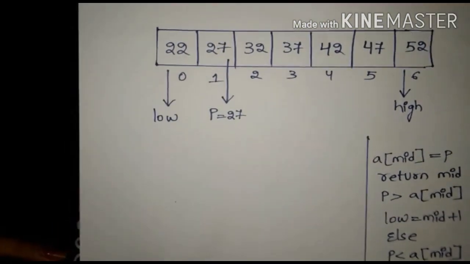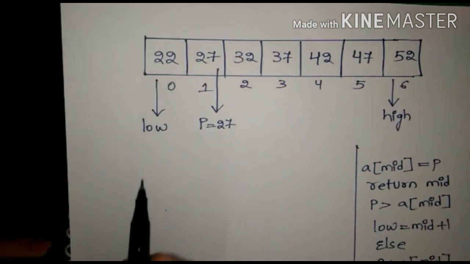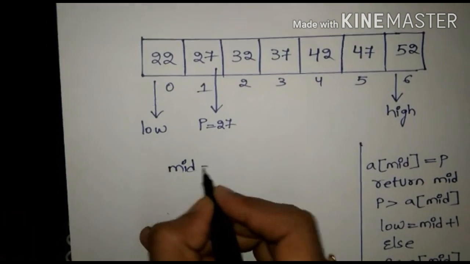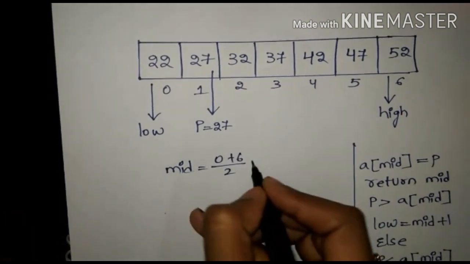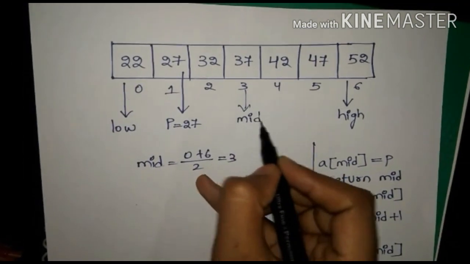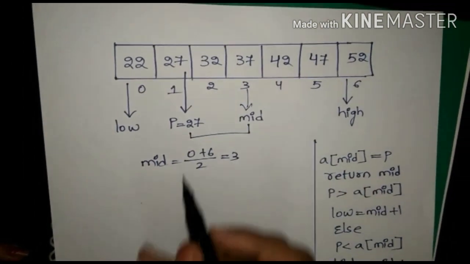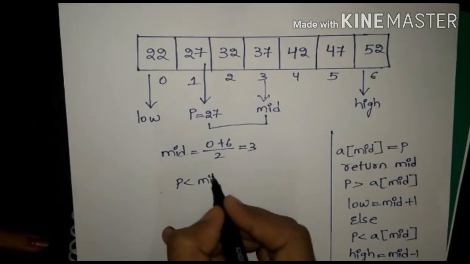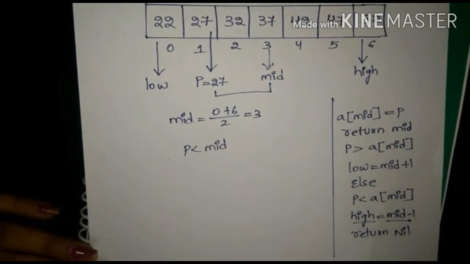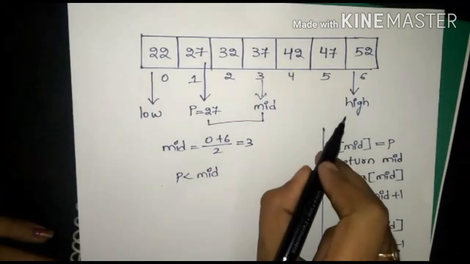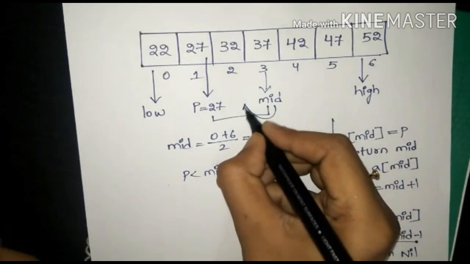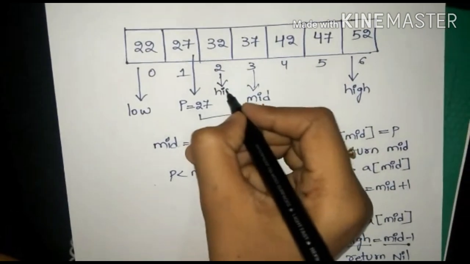In this example, first we have to find the mid value. Mid is equal to (0 plus 6) by 2, which is 3. Now we have to compare the mid value with our target value. It is not equal, and we find the target value is less than the mid value. That means high will become mid minus 1. Previously high was 6, and now mid minus 1 is 3 minus 1, which is 2. Now high will be at 2 and low will be at 0 as it is.